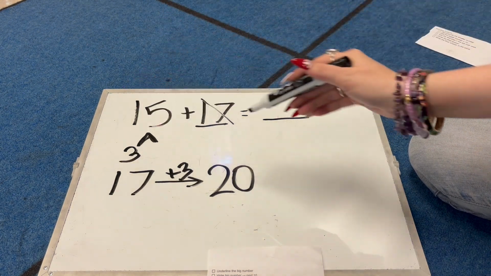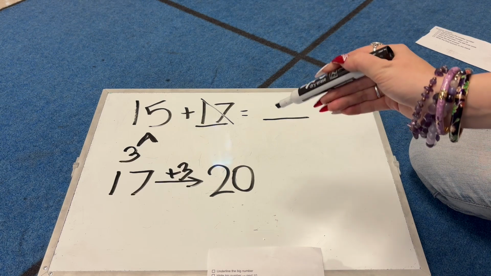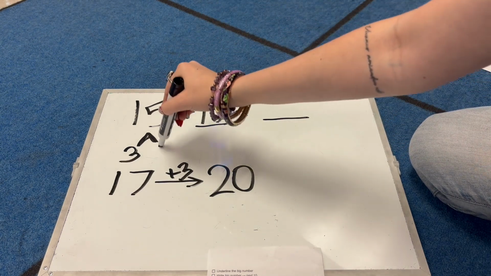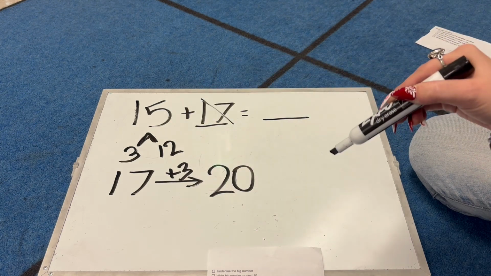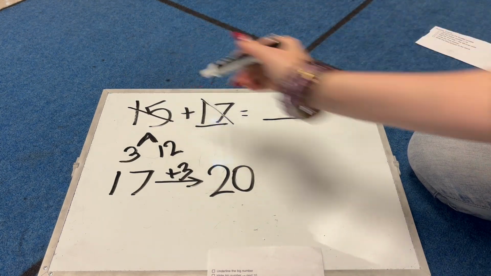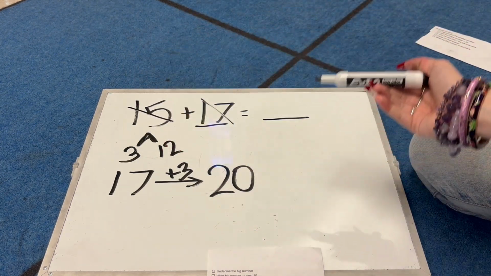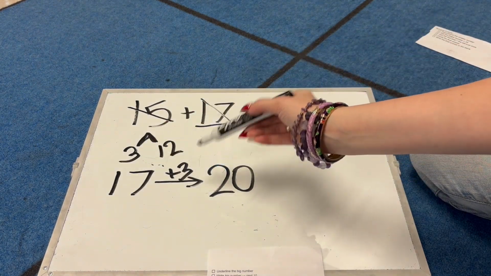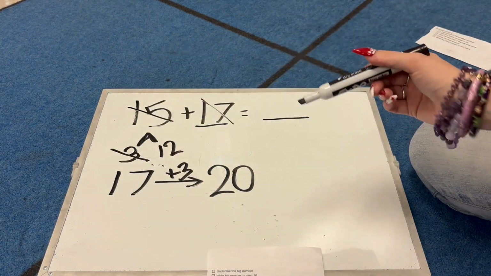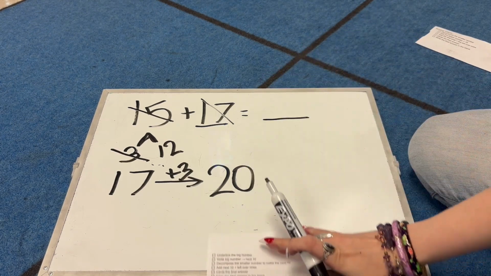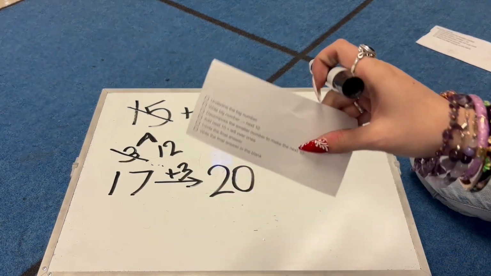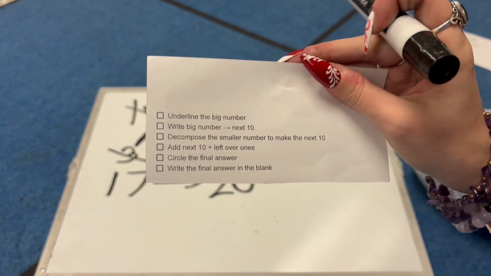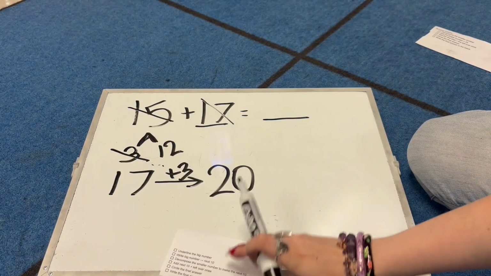Since I've taken 3 from my 15, I need to write however much is left. So if I take 3 from 15, I know I have 12 left. I've now used my 15 all the way to decompose it, and I've used my 3 right here. I've used my 3 to get to 20. So I'm at 20 now, and if I look at my next step, it tells me to add the next 10 plus the leftover ones, or you can just say plus the leftovers.